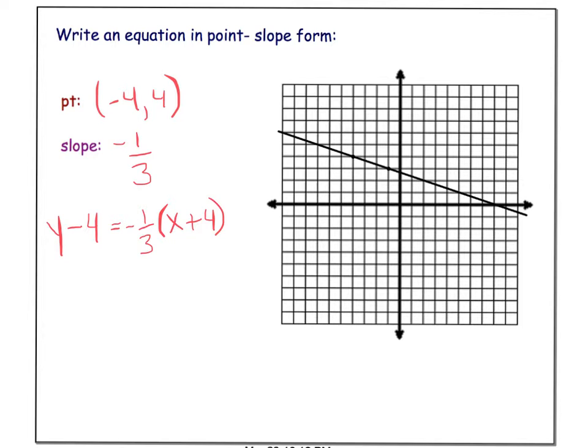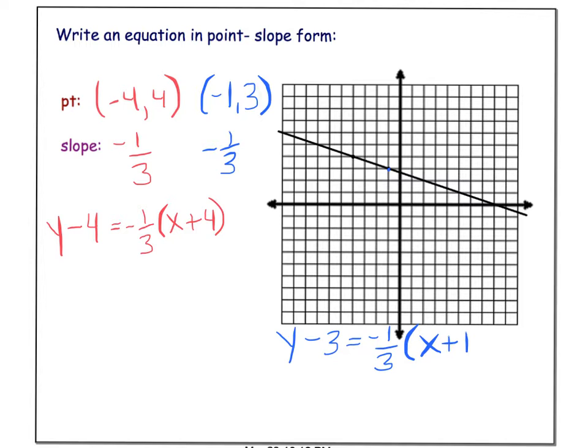And you're done. Let's say you pick this one here. And your coordinate pair was (-1, 3). I'll do it in a different color. You do not have to do this both ways. I'm just showing you that you're going to get the same answer eventually. So let me write this one down here in point-slope form. y minus 3 equals negative 1/3 (x plus 1).